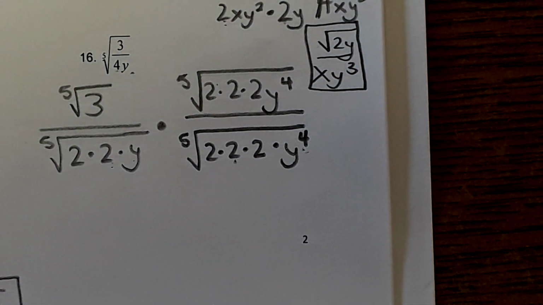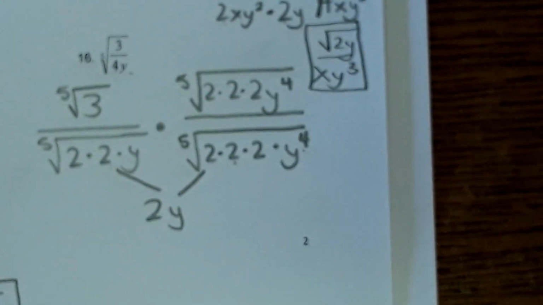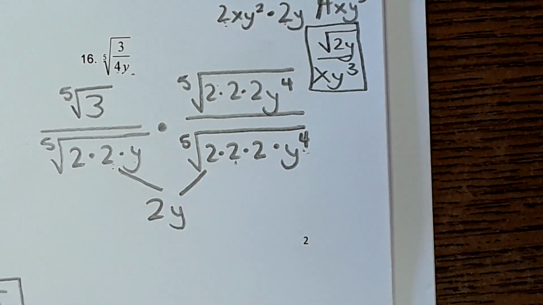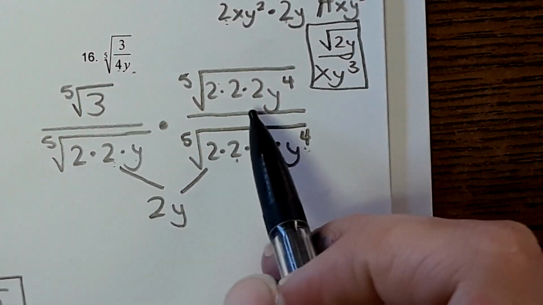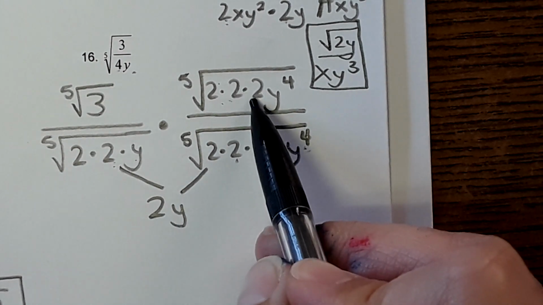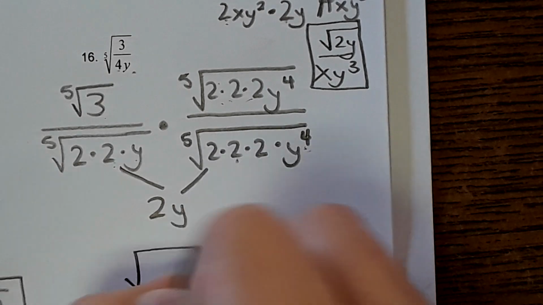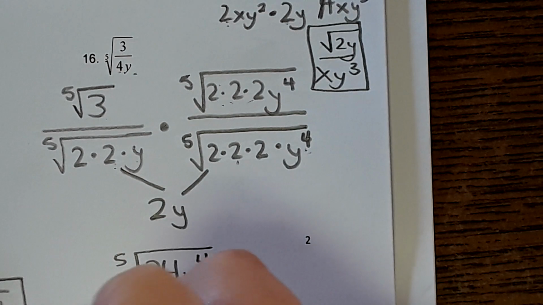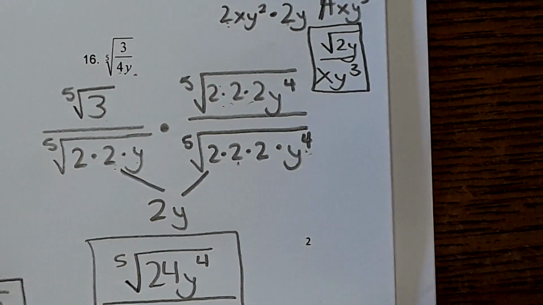Okay, so what happens here is this times this just becomes 2y, because the 5th root of all that, you take 1 2 out and 1 y. And then as far as the numerator goes, 3 times 2 times 2 times 2 would be 8 times 3, 24. So the numerator becomes 24y to the 4th over 2y. Move it down a little bit.